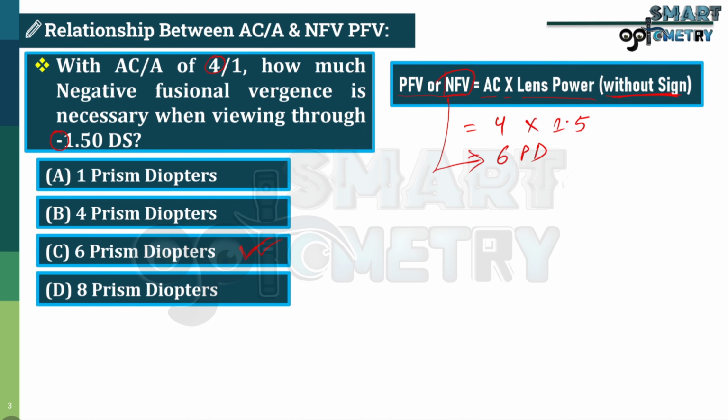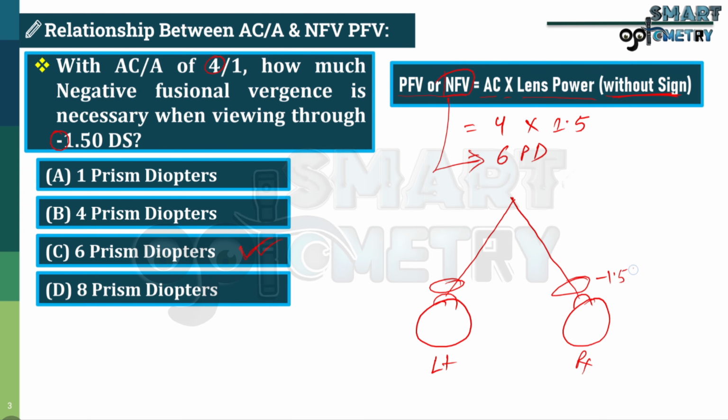Now let's understand with the figure. If this is our left eye and this is our right eye, both eyes are focusing at a near point. Now if we give a minus 1.5 diopter lens here, it will stimulate 1.5 diopters of accommodation, and when accommodation is stimulated, accommodative convergence will also be stimulated, and it will be 4 multiplied by 1.5, or 6 prism diopters, due to the AC/A ratio.